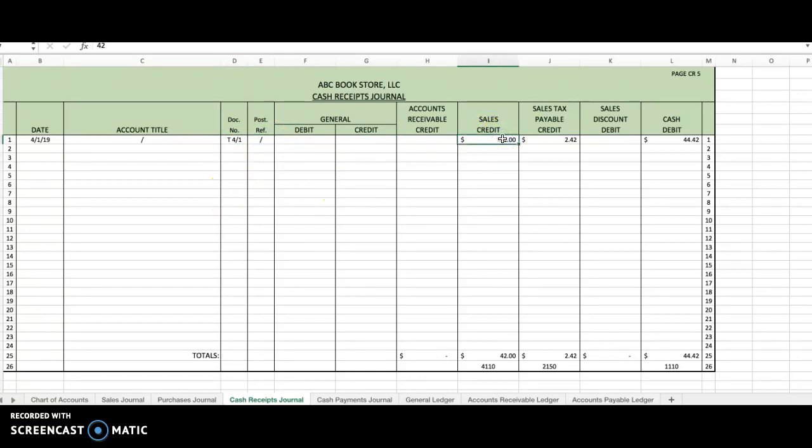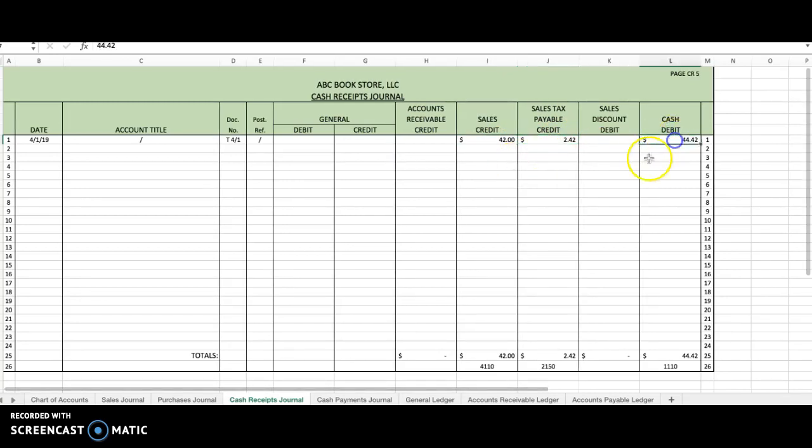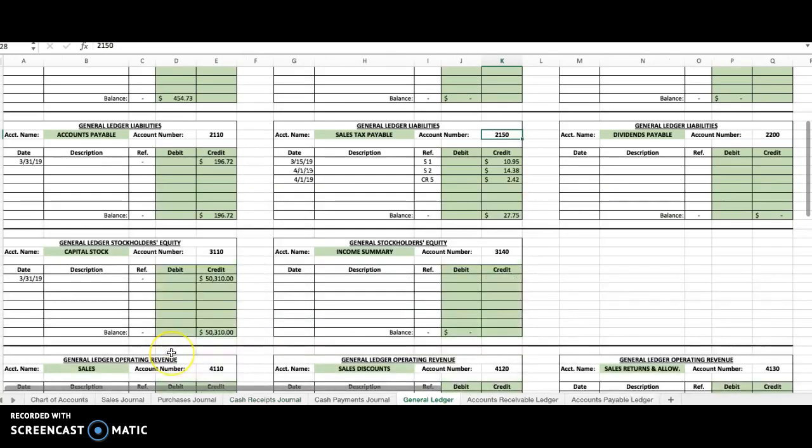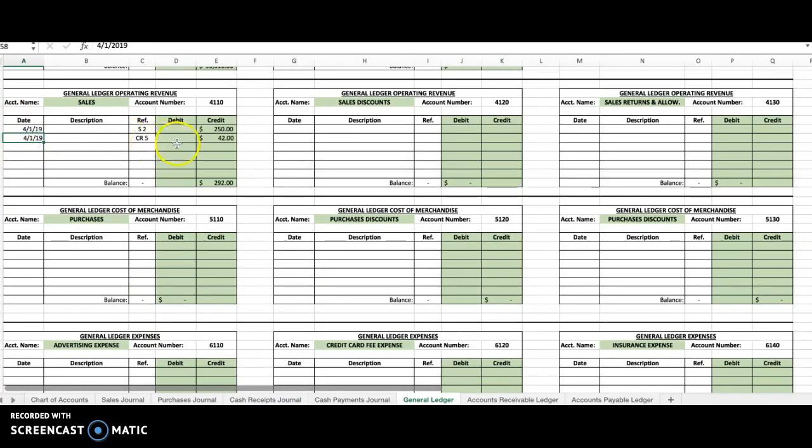And then we have a sales credit of $42, and the sales tax that we charge to the customer or customers is $2.42, and the total cash that we received, $44.42. Again, because we do this every day, the total in this case happens to be the same, and we do need to post the totals to these accounts. So we go to sales and we will credit. Again, that has been done, as we saw just a moment ago. Also on April 1st, from Cash Receipts Journal, page 5, there's your $42. So for this day, we have sales of $292.